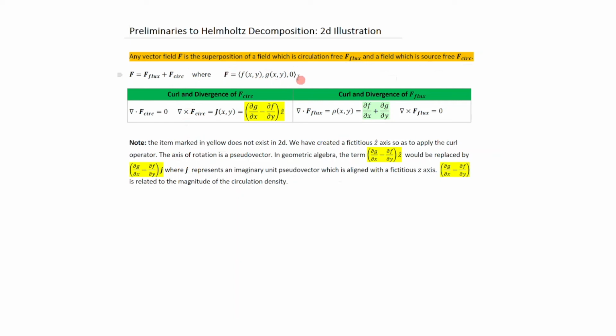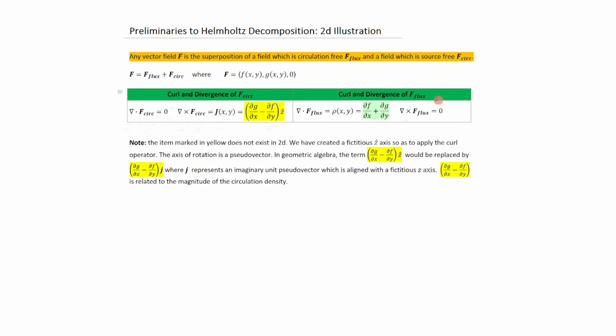The reason I write it this way is because I want to exploit the curl operator, which only has meaning when you're talking about a three-dimensional vector, a vector in 3D. So the curl and divergence of the circulation: if I take the divergence of the circulation vector, I get 0. We already have the identities that we dealt with. And I have the curl of the circulation vector. I'm going to give this a symbol J. This is a vector field. We've already gone through this example in 2D, and we found that this is just going to be dGx minus dFy, in the z hat direction.